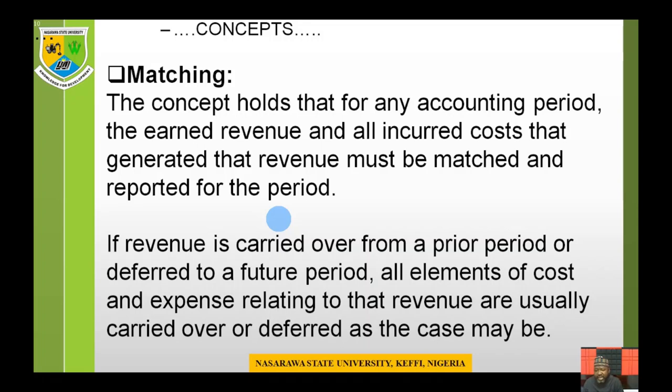It is possible that I have other sources of income, but in the matching concept, you only match cost with revenues that such costs were actually incurred to generate. If revenue is carried over from a prior period, from a previous period, or it is deferred to a future period, all elements of cost and expenses relating to that particular revenue are usually carried over, or they are deferred, as the case may be.